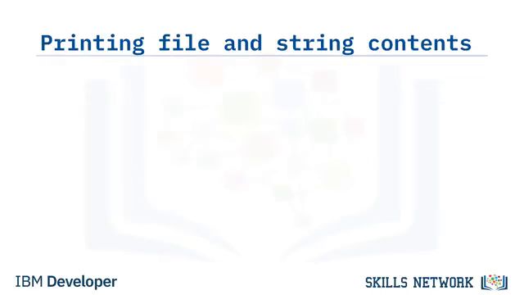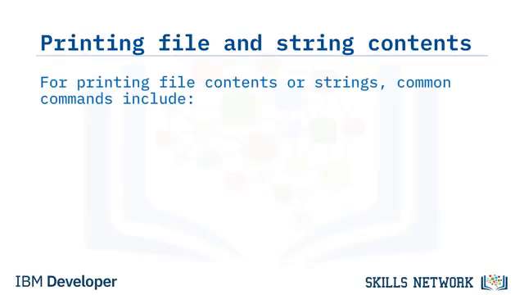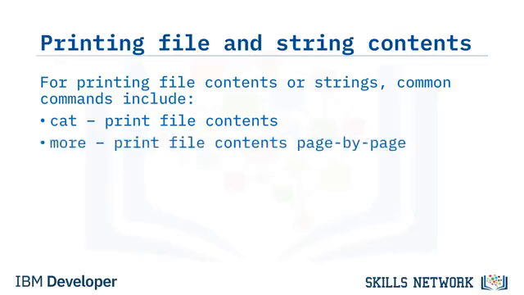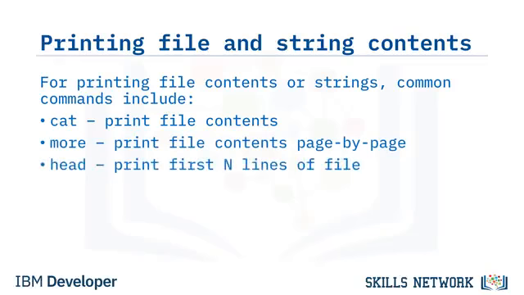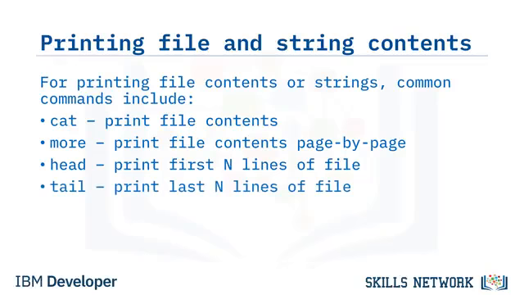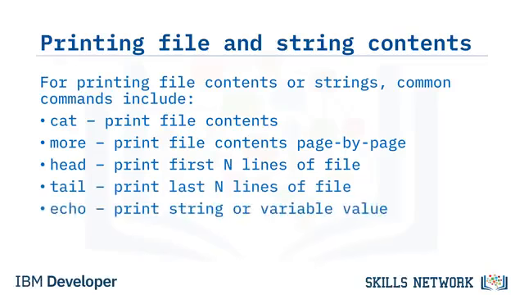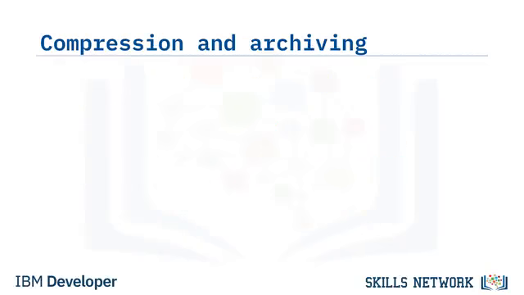For printing file contents or strings, common commands include cat, which prints the entire contents of a file, more, used to print file contents one page at a time, head, for printing just the first n lines of a file, tail, for printing the last n lines of a file, and the very common echo command, which echoes an input string by printing it. It can also echo the value of a variable.